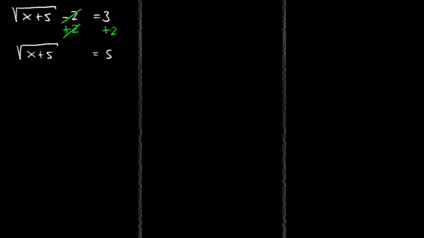Let's look at the next example, which is the square root of x plus 5 minus 2 equals 3. Let's add 2 to both sides to isolate the square root. And then square on both sides to get rid of the square root. Five squared is 25. Remove the 5 on the left hand side. Twenty-five minus 5 is 20. It's necessary to check our solution because we have an even index.